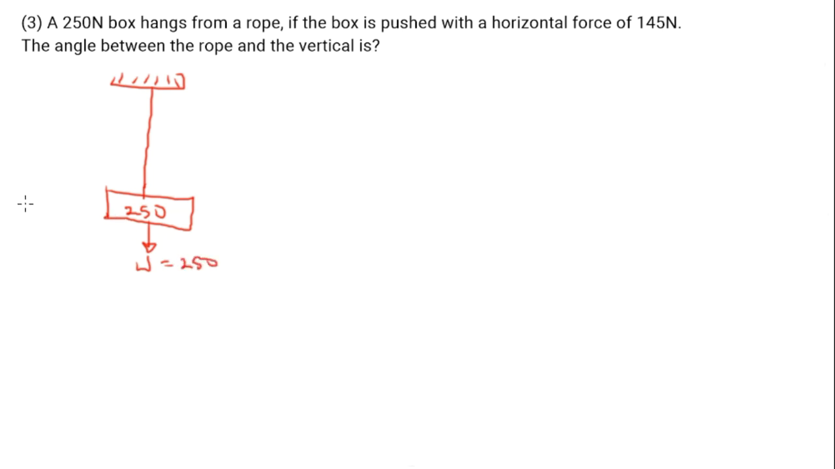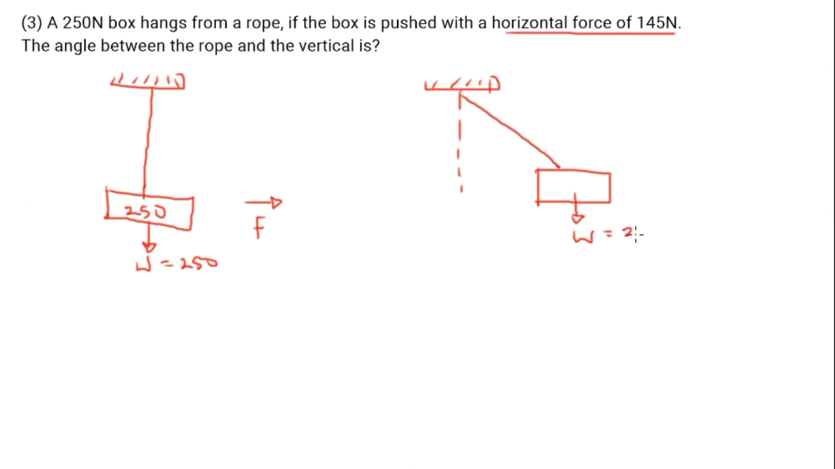Now let's say you exert a horizontal force on the box, according to the question, which is a force of 145 Newton. The object will shift its position in this manner, and then the weight, which is always vertically downwards, will still be equal to 250 Newton, and there will be an angle here, which is angle theta with the vertical. So we're looking for angle theta. The force is 145 Newton.